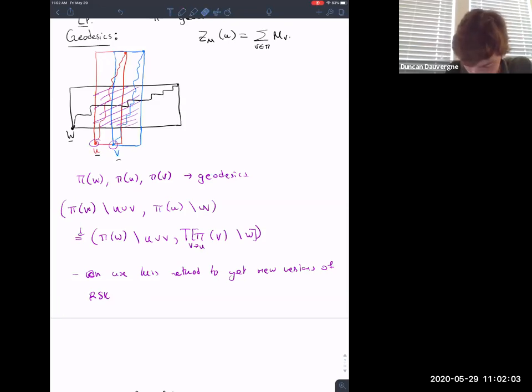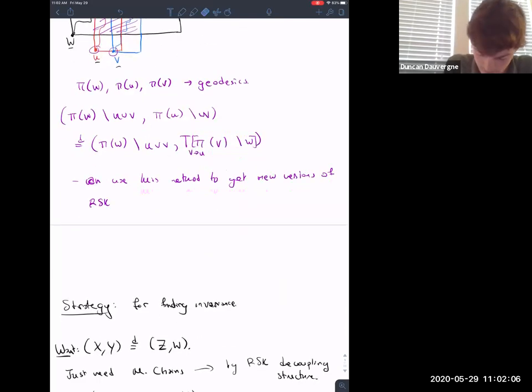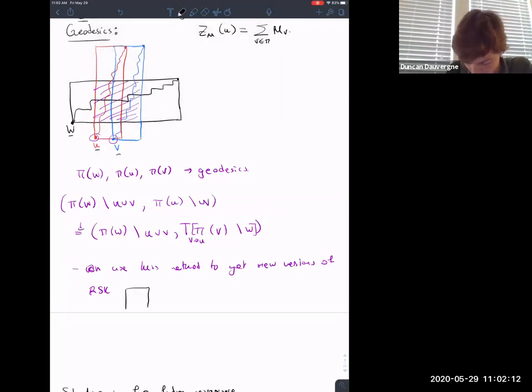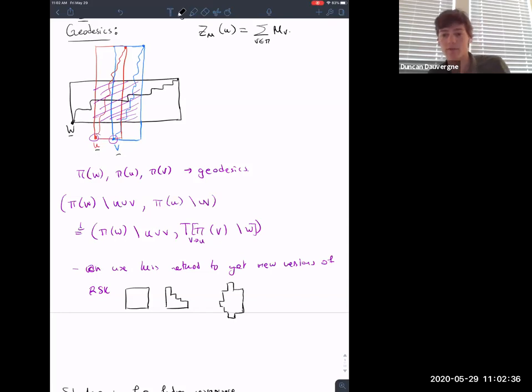So what I mean by this is, for those who are familiar with RSK, you've probably seen RSK bijections on, say, the square, and there's also RSK on Young diagram-like shapes. So using this method, you can recover RSK bijections for shapes that look something like this. The general type of shape is a Moon polyomino. I won't get into that too much, but you can have a version of RSK for these shapes with this method.